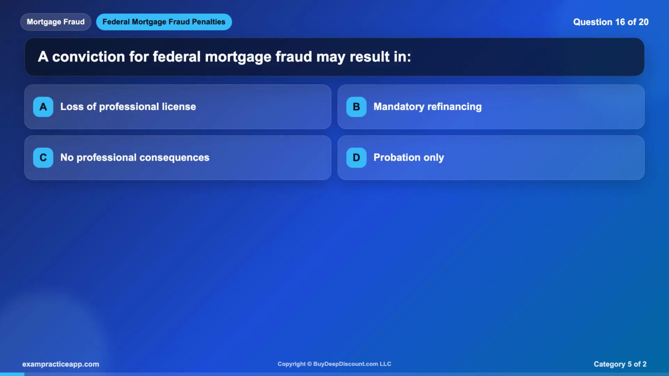Question 16. A conviction for federal mortgage fraud may result in option A, loss of professional license. Option B, mandatory refinancing. Option C, no professional consequences. Option D, probation only. Take a moment to choose your answer. The correct answer is option A, loss of professional license. Explanation: Mortgage fraud convictions may result in license revocation and permanent record.